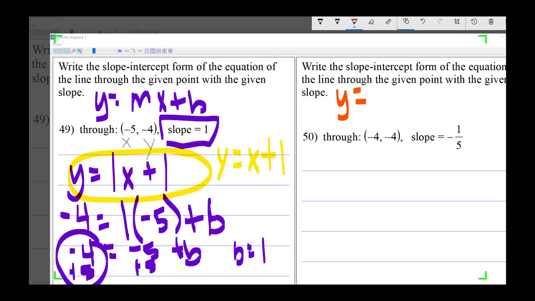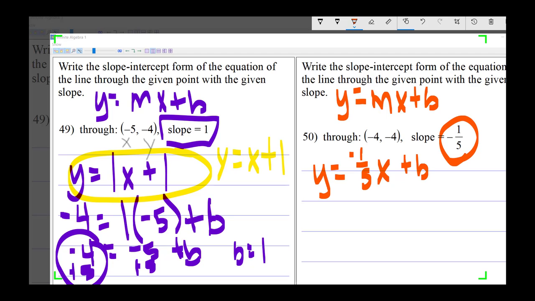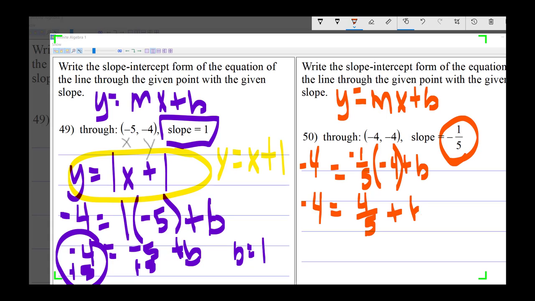Still want it in y equals mx plus b form. I know the slope is -1/5, so y equals -1/5 x plus, don't know the y-intercept yet. I'm going to take the x variable, and both of these are -4, so I'm going to take these out and replace them with -4 here and -4 there, and then I solve. So -4 here, this will be 4/5 here, plus b still. To solve, I'm going to subtract 4/5 from both sides. That means that b is equal to -4 and 4/5.